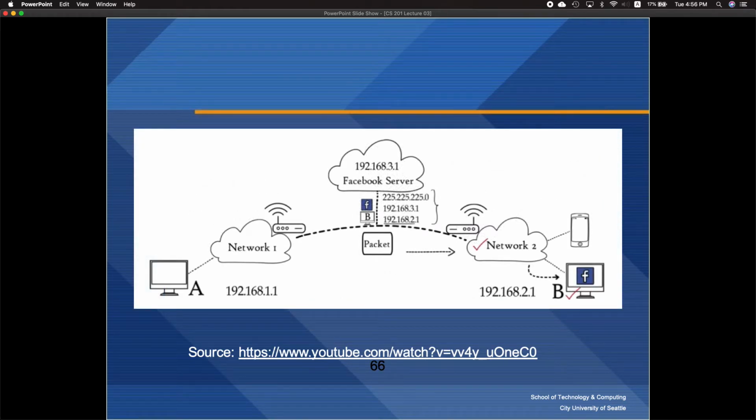And as you can see, let's say network computer A will communicate to network 1, and let's say the Facebook server has this IP address, right? And then it would send back to, let's say, network 2 to now be sent to the IP address 192.168.2.1, right?